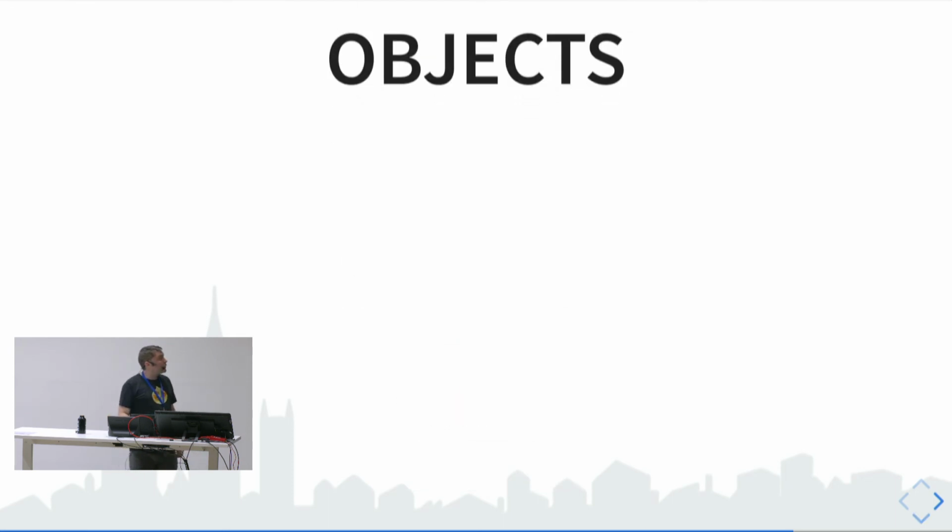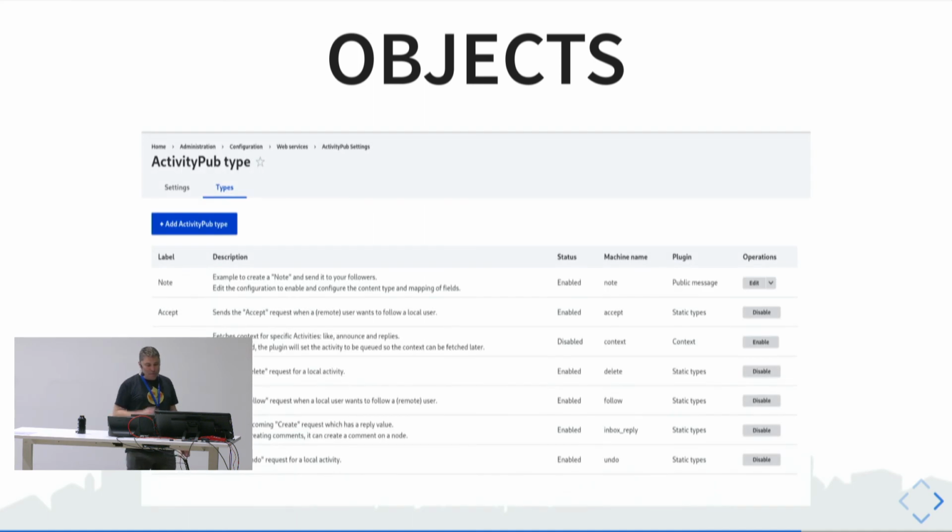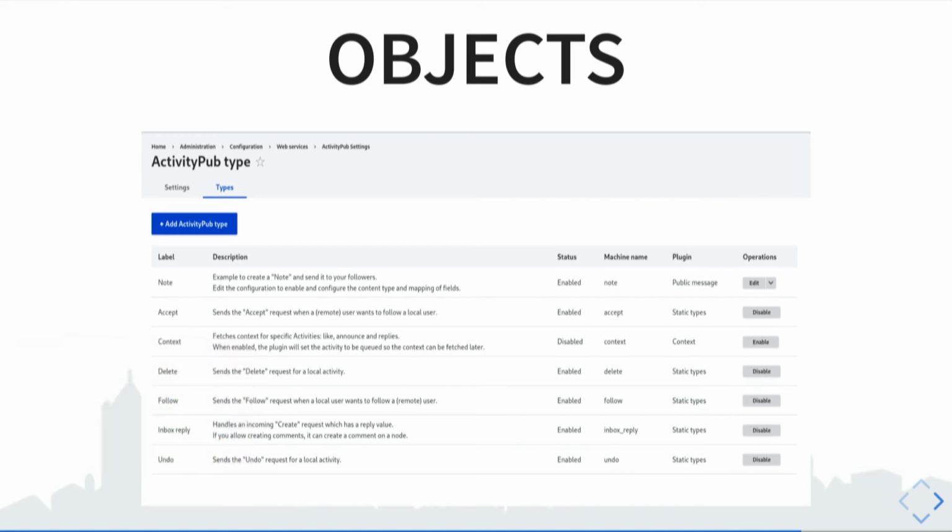So, what objects have been implemented? There were these three different types of objects, and it's fully extensible. So far, the important ones have been done: the context, which is like in reply to what, delete, the follow, which we saw actually going on there, direct replies, undo requests, and then the note at the top there, which you're able to map to basically any entity type, although it's very much node-based at the moment.